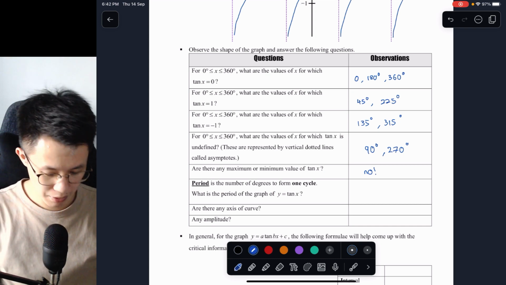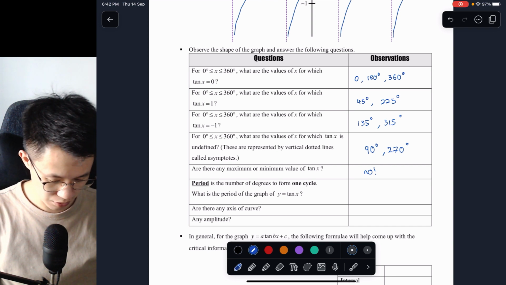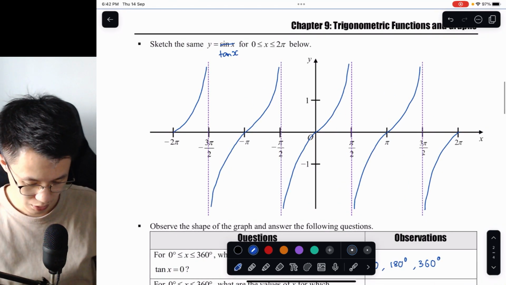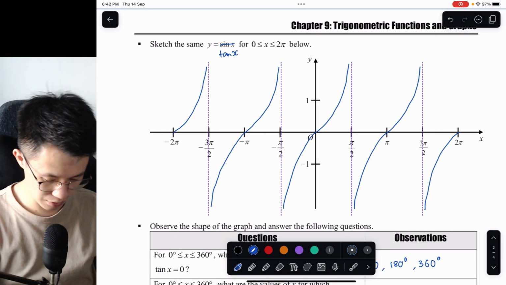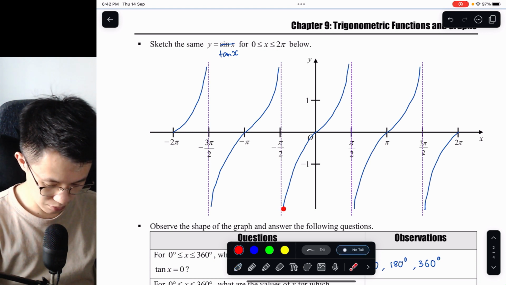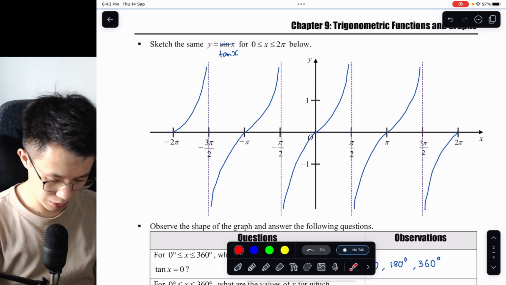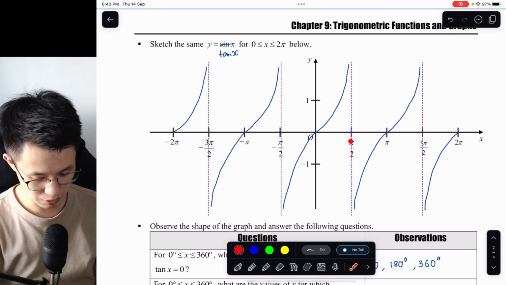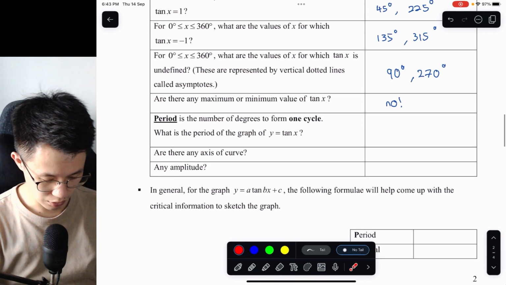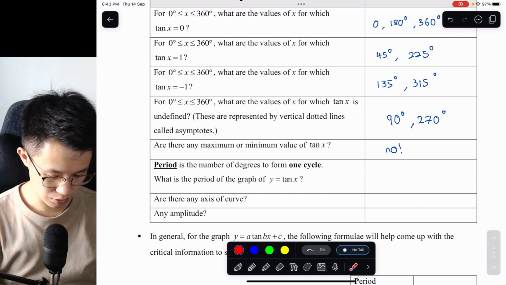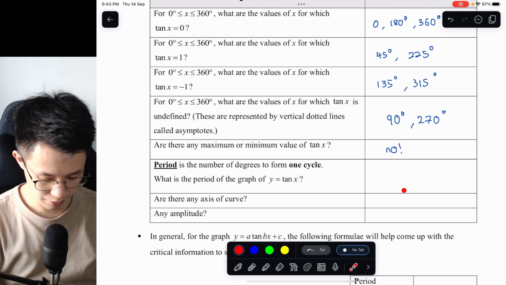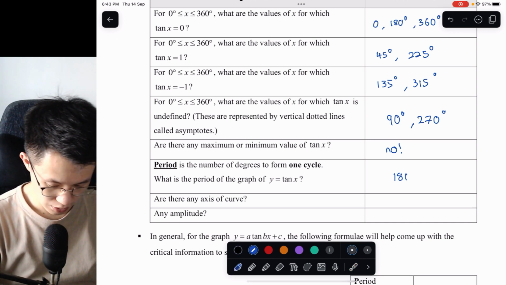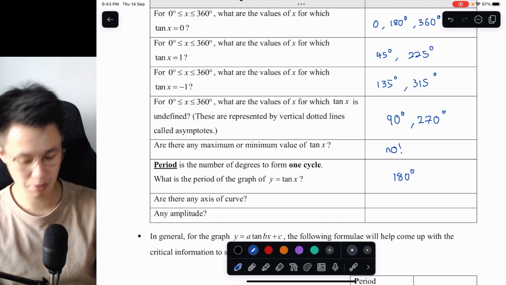Right? Period. Number of degrees to form one cycle, is there a period? Now if you think about it, for a tangent graph, one cycle looks like this. This is one cycle, right? So how much does it take to form one cycle? It's actually from -90 degrees to 90 degrees. Alright, that's a period. So your period is actually 180 degrees here, because between -90 to 90 degrees, it's about 180 degrees.